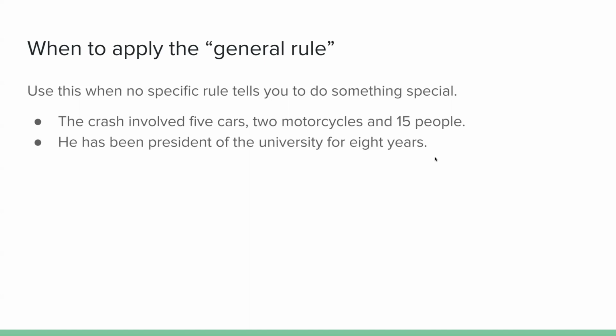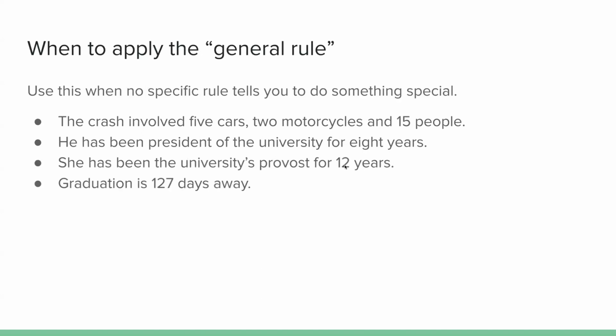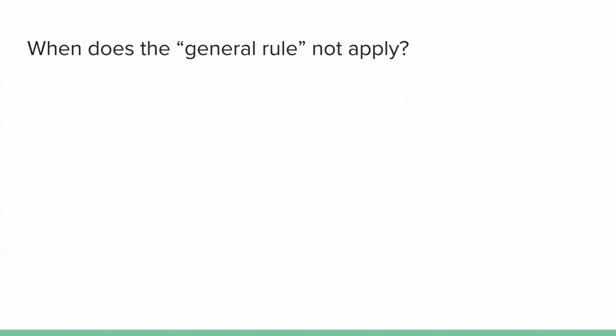He has been president of the university for 8 years. 8, okay, EIGHT, spelled out, written out as a word. She has been the university's provost for 12 years. Now we've got a figure. Graduation is 127 days away. The town of about 4,000 people. Notice we've said about and a round figure, and that's fine, but we've got the 4,000 written as a figure.